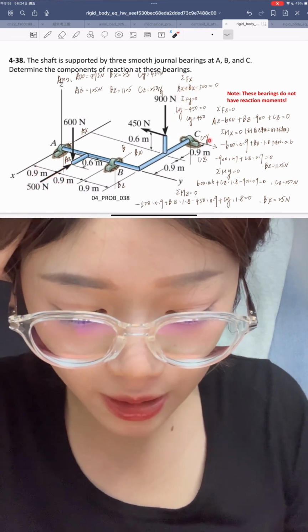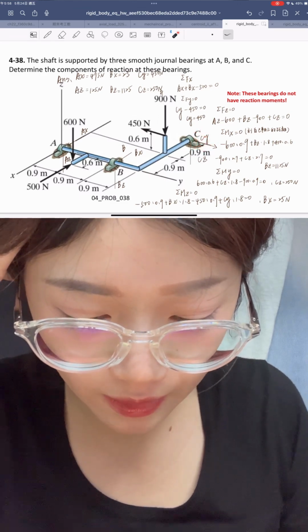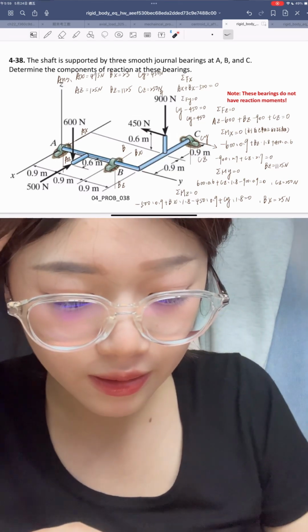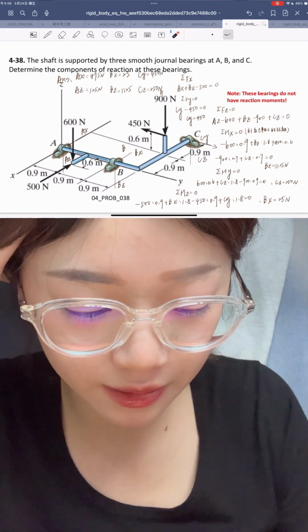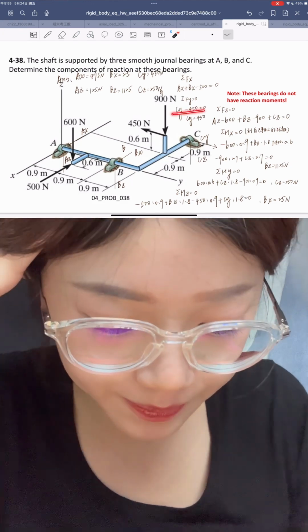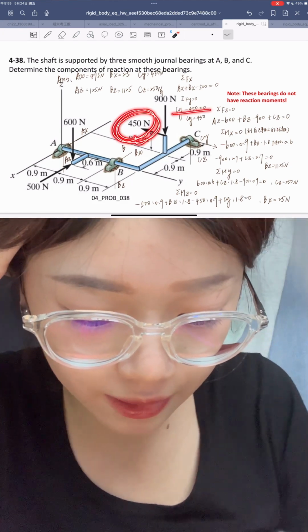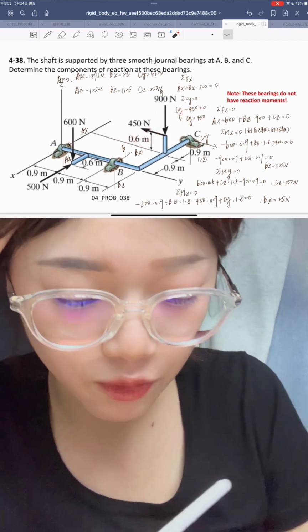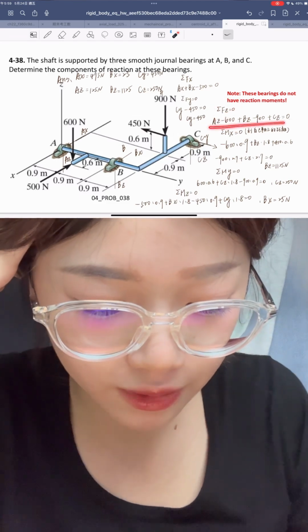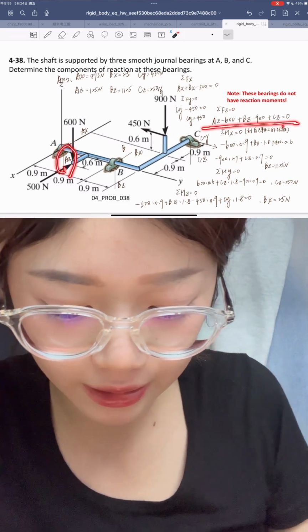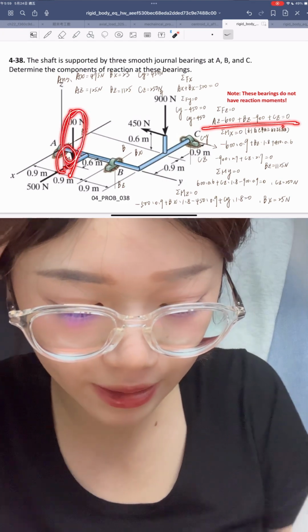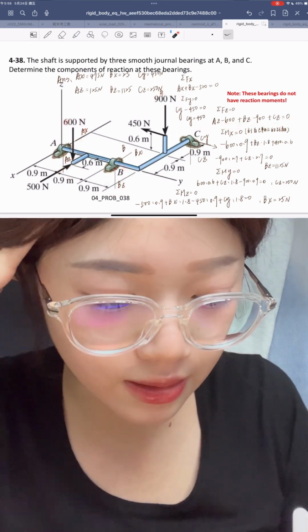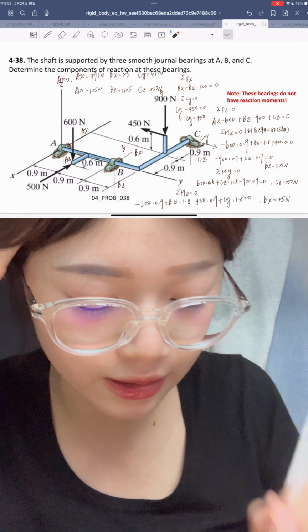And the next, Fy with the CY, because the C is on the y-axis, so the C point doesn't have the CX direction, and the CY minus 450, and we have to know the CY. We have the one answer. And for the Fz axis, we write down AZ and minus 600, and BZ, and here minus 900, and here CZ has many forces.